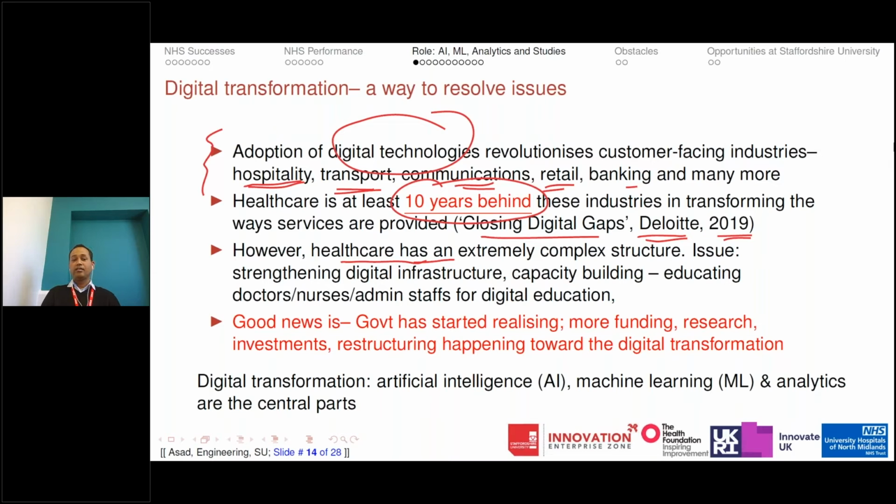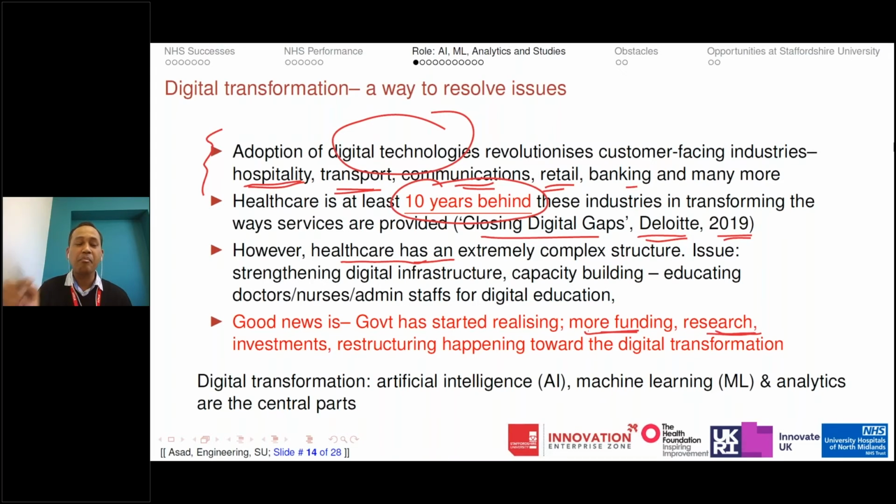Now, some of you might argue that healthcare has a very complex structure, but still the sector shouldn't be that far behind when we have the technology, the manpower, the funding, we have everything. It is just not happening. The good thing is that government has realized this and more funding is available for digital technologies. You have seen the NHS Artificial Intelligence Lab, for which government has allocated 250 million, and so many other digital technology funding happening within the NHS.